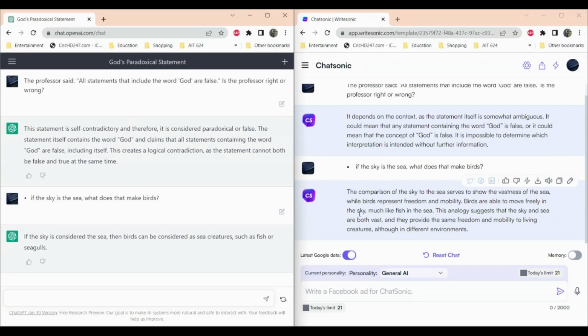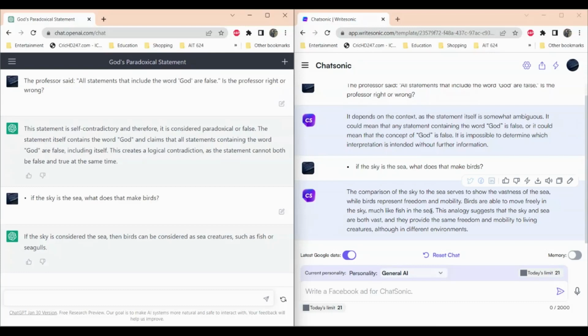For this response, ChatSonic said that this comparison of the sky and the sea serves to show the vastness of the sea, while birds represent. It kind of gives a very weird answer. I wanted to see this. So if the sky is considered as the sea, then the bird can be considered a sea creature such as a fish or seagull. Okay, that's okay. I think ChatGPT's response is more appropriate for this question than ChatSonic. ChatSonic seems to be comparing the whole thing and kind of explaining the whole thing.